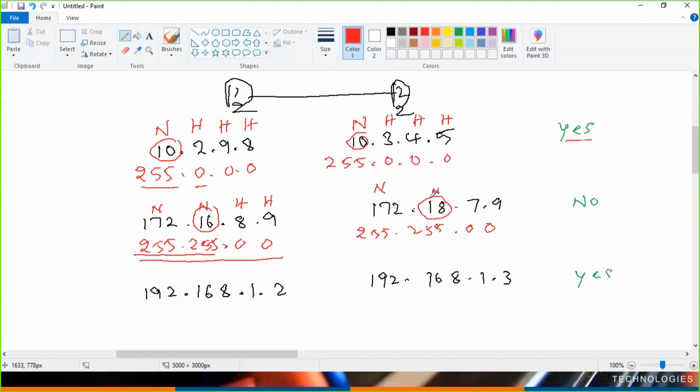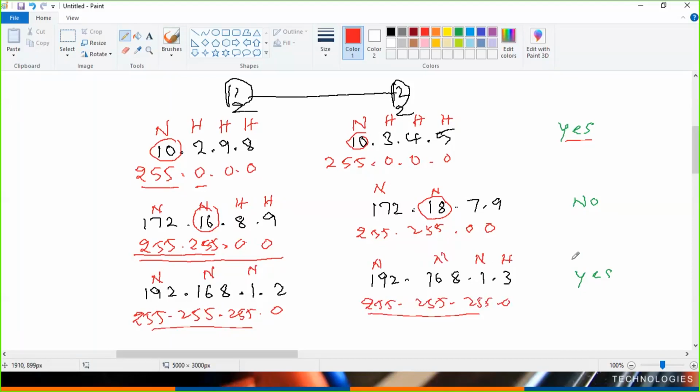So for a class C network, the subnet mask is 255.255.255.0. So 192 is network, 168 is network, 1 is network portion. N, N, N, H. Yes, we are both in the same network portion. We can communicate, and we don't have any conflict either. I am 2, which is host, your 3 is host. Yes, they can communicate. No conflicts.